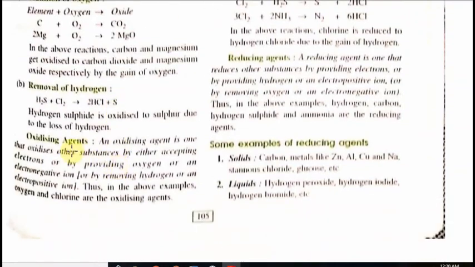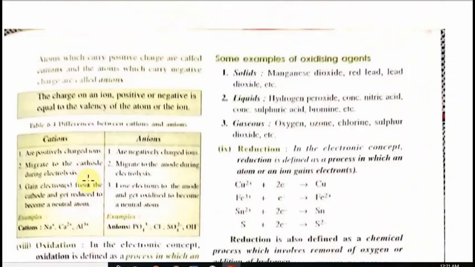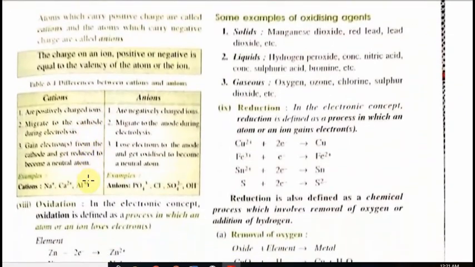Next is oxidizing agent. An oxidizing agent oxidizes other substances by either accepting electrons or by providing oxygen or an electronegative ion. So an oxidizing agent oxidizes other things but gets reduced itself. Now we also recall that in the last chapter of class 9 chemistry these were discussed. So students, please refer to the class 9 book also. Examples of oxidizing agents are given: solid, liquid and gas. So students, please memorize this.